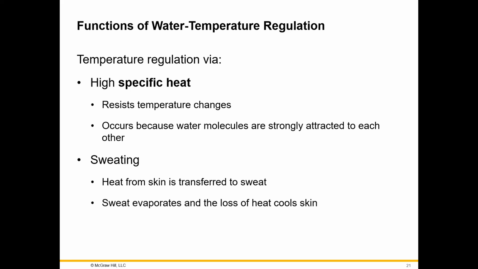Another interesting thing to say about why water is so useful is that water has a high specific heat. What that means in general is that you have to put a lot of energy into water to raise its temperature by 1 degree Celsius. So the definition of specific heat is the amount of energy it requires to raise 1 gram of a substance by 1 degree Celsius.